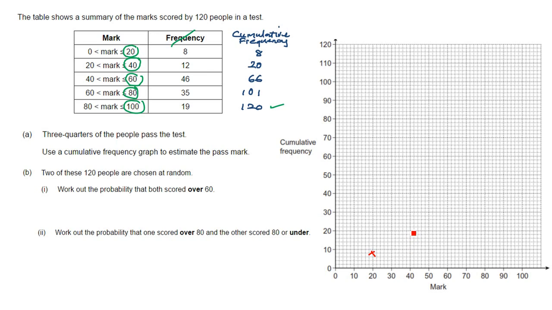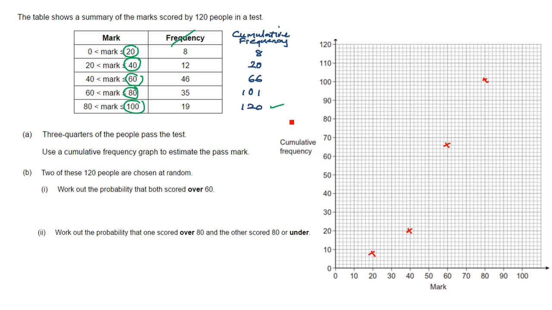So mark that there. And then we've got 60, 66, 60, 66, so that's here. And did I say 60? Yeah, 60, 66, 80, 101. 80 now, up to 101, so that's just between there and there, so it's about there. Okay, and now 100 and 120.